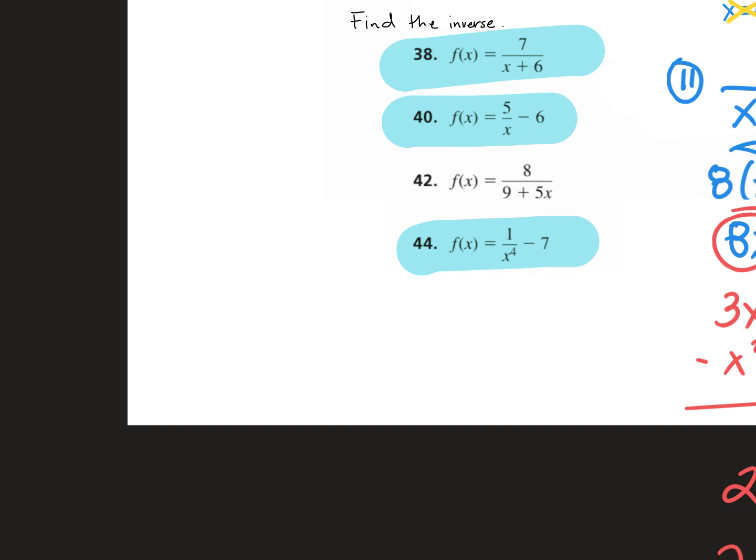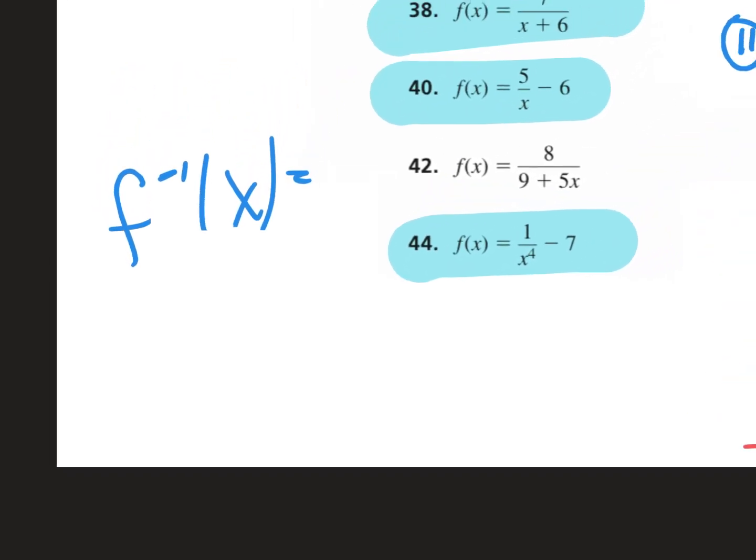With inverse, guys, remember, you have to have inverse notation on your answer. Don't leave it as y. I'm going to take a point or two off. You have to have, hey, Mrs. Meadows, this is the inverse. So let's talk about how to find the inverse. The first thing we do is replace f of x with what letter? Y. So y equals 5 over x minus 6.